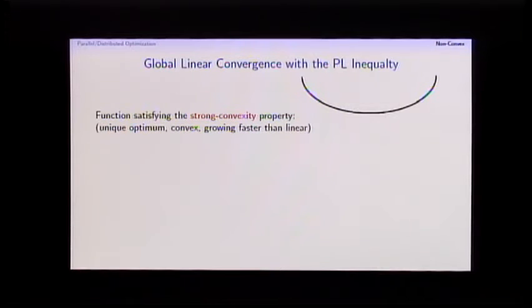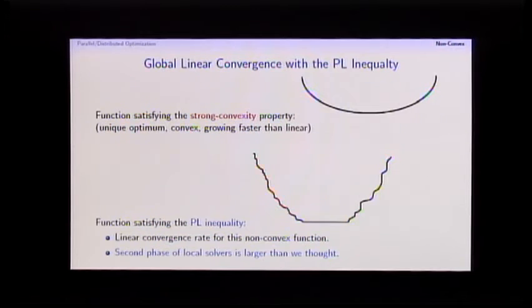Okay, so just contrasting. Before, we had strong convexity, which means your functions roughly look like this. You have a unique optimum. They're convex. They grow faster than linear. And I'm not completely happy with this picture anymore. It's exaggerating how general it is. But you can now get linear convergence for functions that look kind of like this, where you have flat regions. They have non-convex parts. And they still have to grow faster than linear as you go away from the solution.